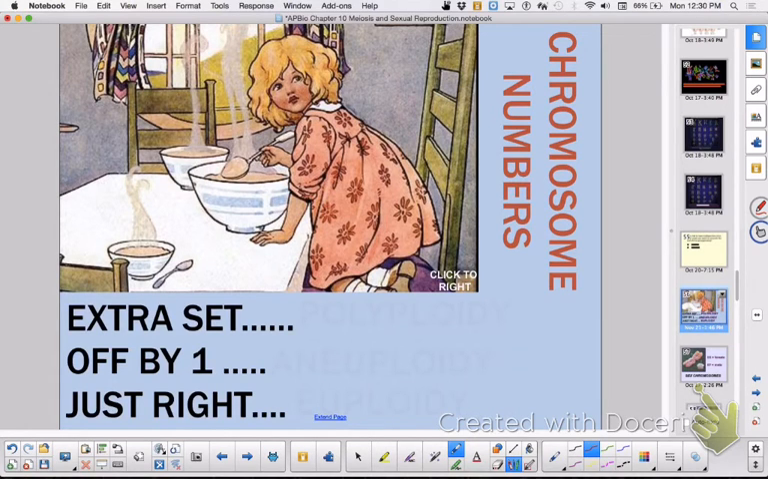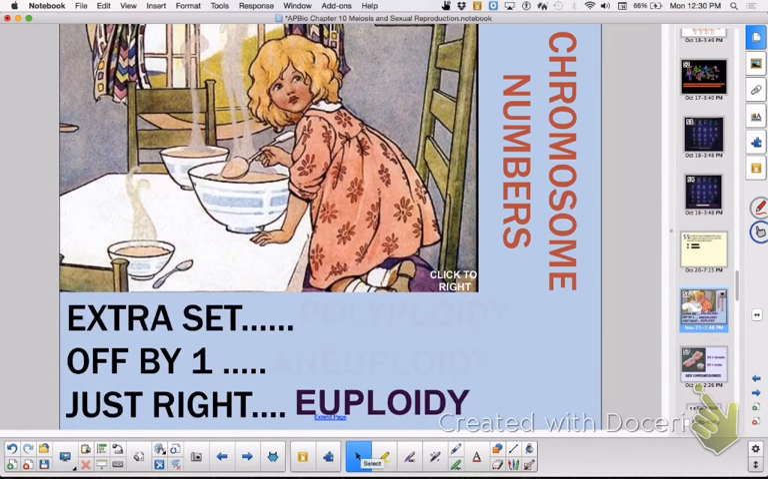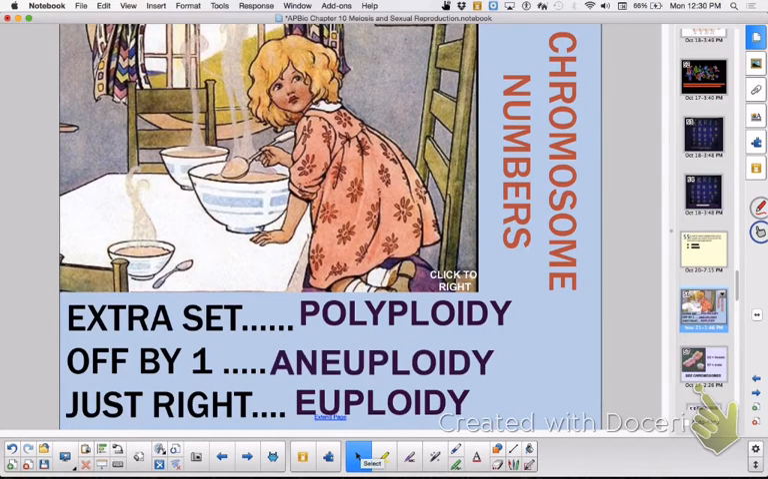So having your exact right chromosome numbers, you are okay. Euploidy is being just right. If you have another whole set of chromosomes, you're a polyploid. If you're off by 1, you're an aneuploidy. If you have an extra one, that's called a trisomy. If you're down 1, that's called a monosomy. Okay, so this is -1 and this is +1. That's when you're off by 1.